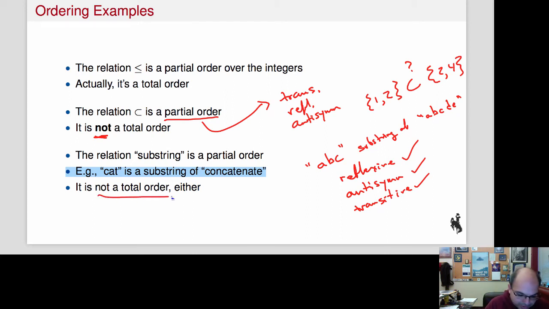It is not a total order, right? Clearly, because for example, A, B, C and C, D, E, right? Those can't be compared, right? One's not a substring of the other. In fact, in most cases, there won't be substrings.